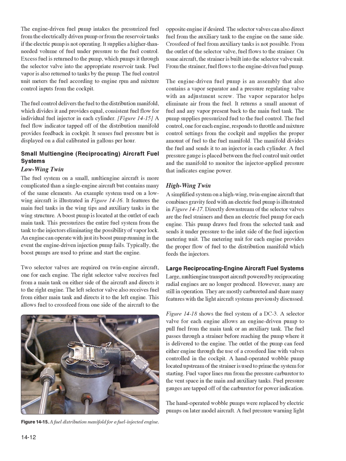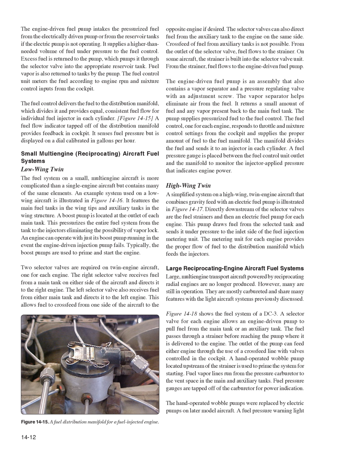The fuel control, one for each engine, responds to throttle and mixture control settings from the cockpit and supplies the proper amount of fuel to the fuel manifold. The manifold divides the fuel and sends it to an injector in each cylinder. A fuel pressure gauge is placed between the fuel control unit outlet and the manifold to monitor the injector applied pressure that indicates engine power.